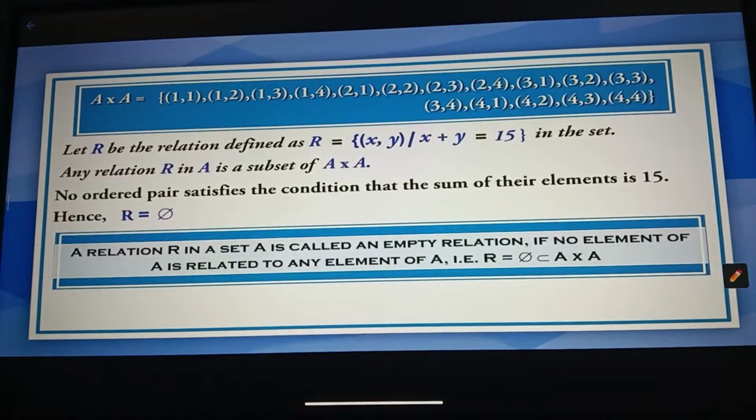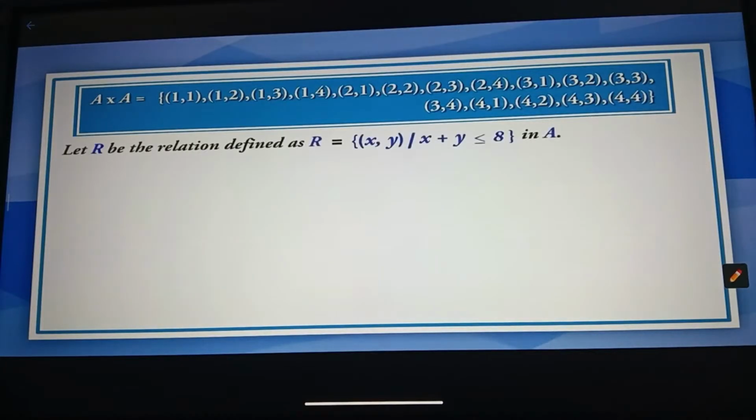Mathematically, a relation R in a set A is called an empty relation if no element of A is related to any element of A, that is, R is an empty set and is a subset of A cross A. Proceeding further, let us define a relation R in A as the set of ordered pairs (x, y) such that x plus y is less than or equal to 8.